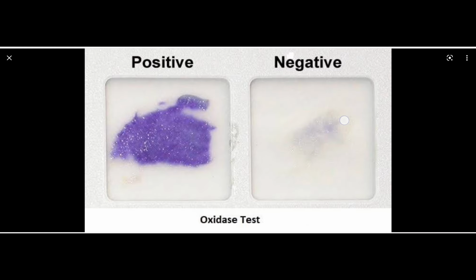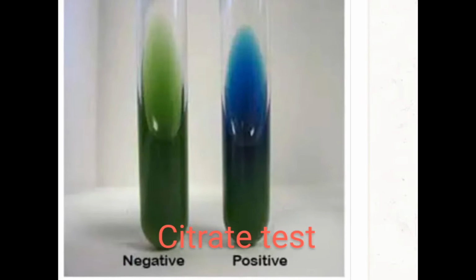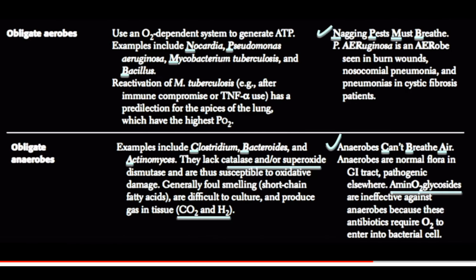Oxidase test negative will appear as this, and oxidase test positive will appear like this. Then we have the citrate test. Citrate test positive will appear as a blue color on a green background. Then we have obligate aerobes and obligate anaerobes.